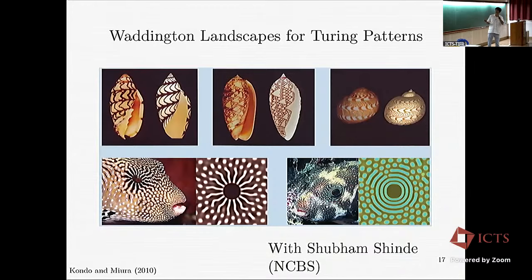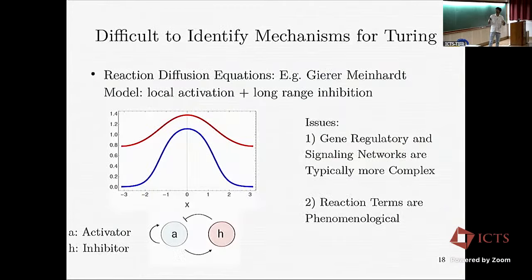In particular, we start looking at Turing patterns. I'll again go a little bit quickly, but Turing patterns, as many of you, maybe most of you, know, are just reaction diffusion equations. The classic model is the Gierer-Meinhardt model, local activation, long-range inhibition. What you get is a diffusive instability, which produces a pattern. In this case, a bump, so you have a bump in the activator and a bump in the inhibitor.